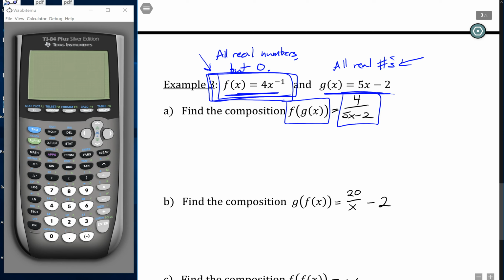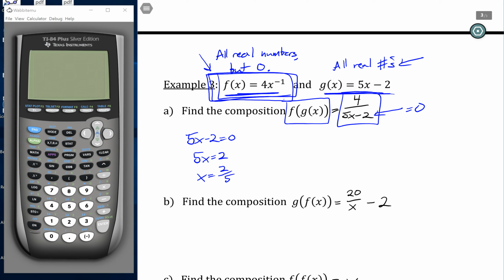Now, the only issue is going to come up if the bottom is equal to 0. What x would make the bottom equal to 0? Well, let's just solve that equation quickly. What x would make 5x minus 2, the bottom of my fraction, equal 0? That's 5x equals 2, x equals 2 over 5. So that's the bad x. That's the x that would make me divide by 0.